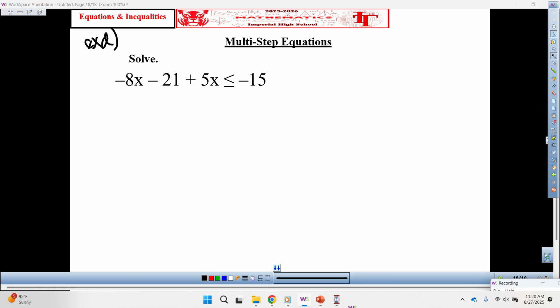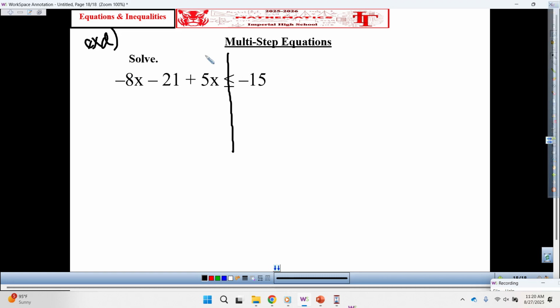All right. Yes? Yeah, today, since it's a continuation from yesterday, we're not doing the box. I asked you guys not to do the box, right? All right, good. All right, here we go. Y'all ready? Negative 8x minus 21 plus 5x less than or equal to negative 15. Draw your line down the inequality symbol.